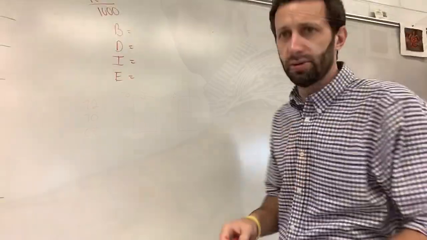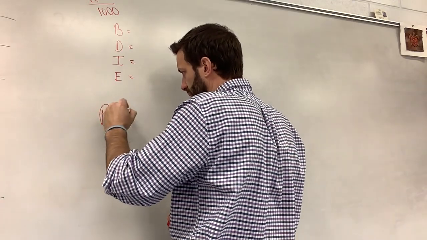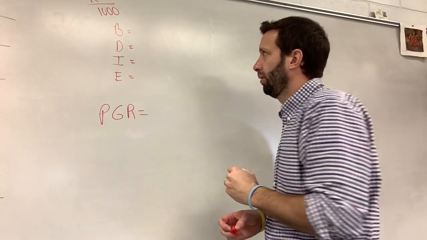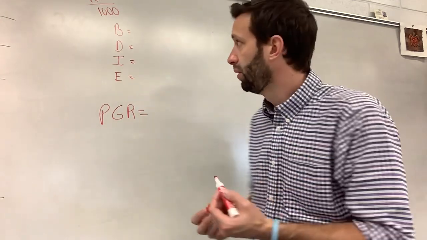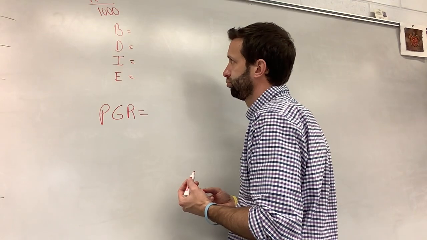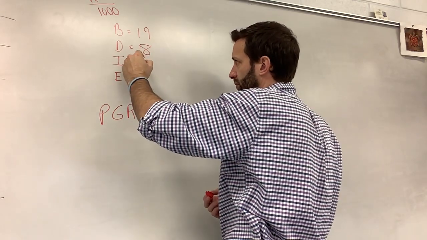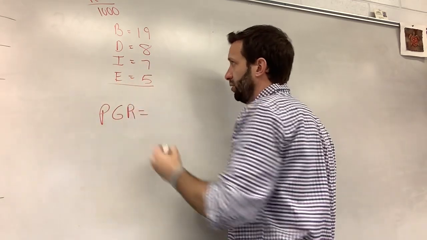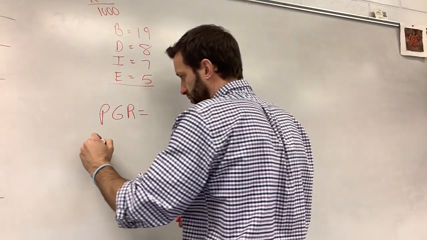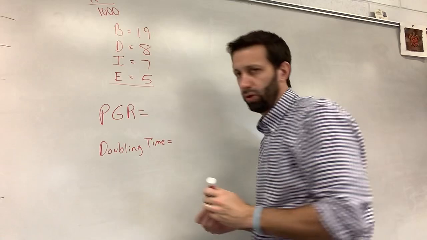When we're calculating percent growth rate, or population growth rate, typically when you're looking at census data, it gives it not per 100,000 but per thousand. So let's say we have 19 births per thousand, 8 deaths per thousand, 7 immigrants per thousand, and 5 emigrants per thousand. What I want you to do is calculate the percent growth rate, and I also want you to calculate the doubling time, which means how long it will take for this population to double at the current rate of growth.